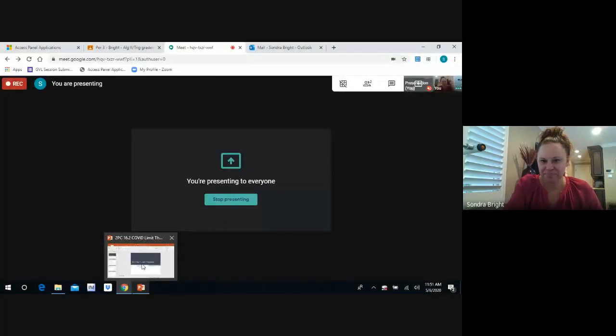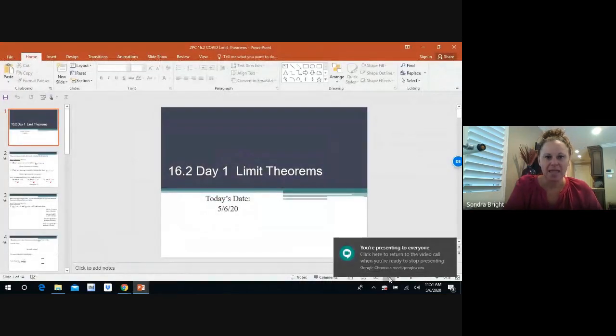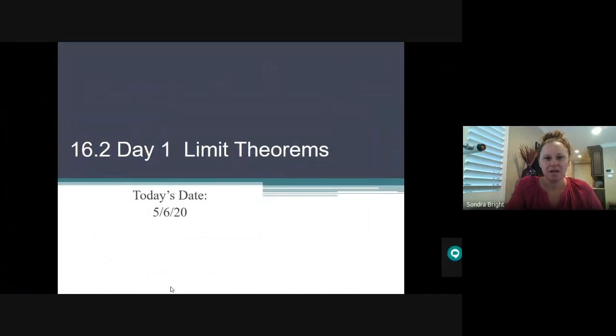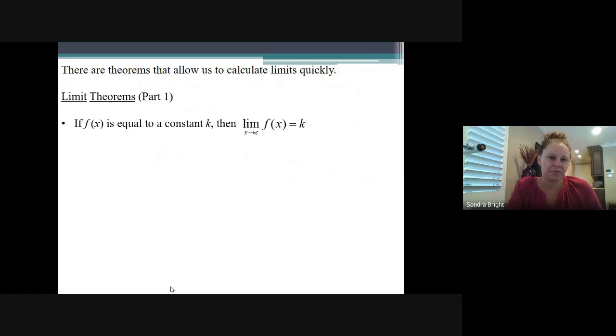All righty. Move on to section 2, and that is limit theorems. There are theorems that allow us to calculate limits quickly. Here are some. I'm going to go quickly through these. If you want to write them down and I'm going too fast, you can always pause the video.